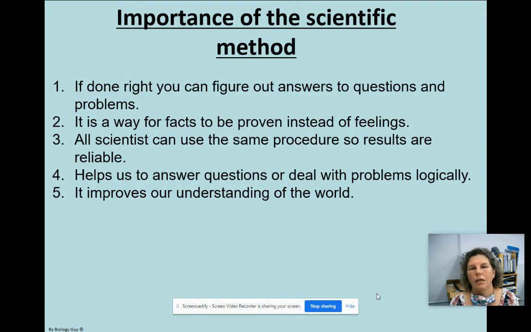So the scientific method is really important. The reason why it's important is that if it's done right, you can figure out answers to questions and problems. That's a good thing. It's a good way for facts to be proven instead of feelings. All scientists can use the same procedure, so results are reliable, and they can be redone. It helps us answer questions or deal with problems logically, and it improves our understanding of the world. So this is why we do the scientific method.